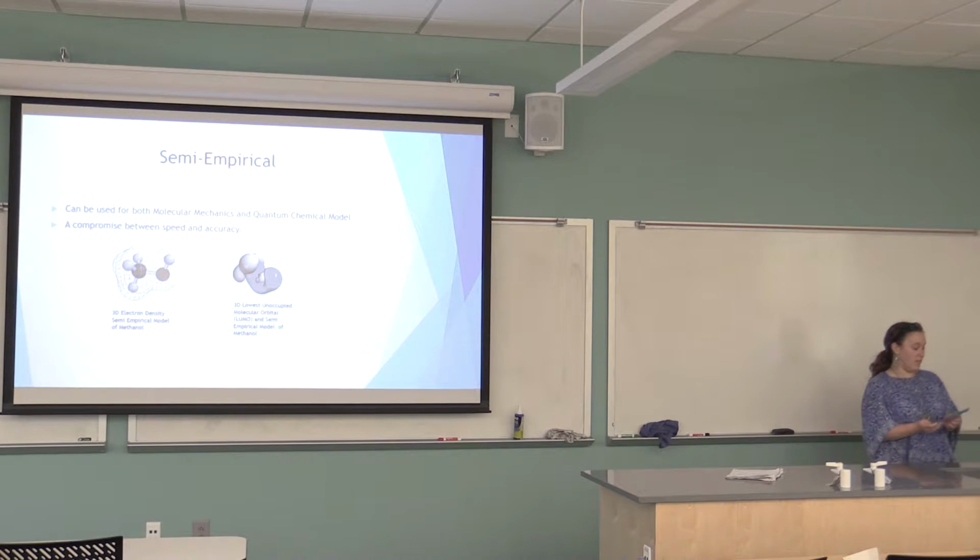Then we have the semi-empirical model, which can be used for both molecular mechanics and quantum chemical models. It basically is a compromise between speed and accuracy. It makes the molecular mechanics model more accurate and less time consuming. It takes into account the valence electrons in the molecule, but not every electron, making it more accurate and less time consuming. And here we just have an example, which is a 3D electron density model and a lowest unoccupied molecular orbital model.